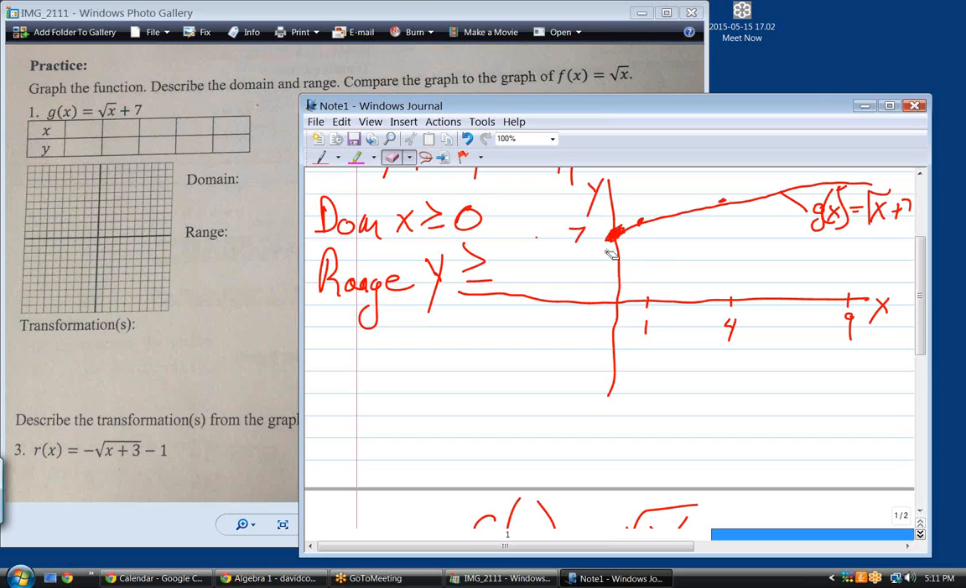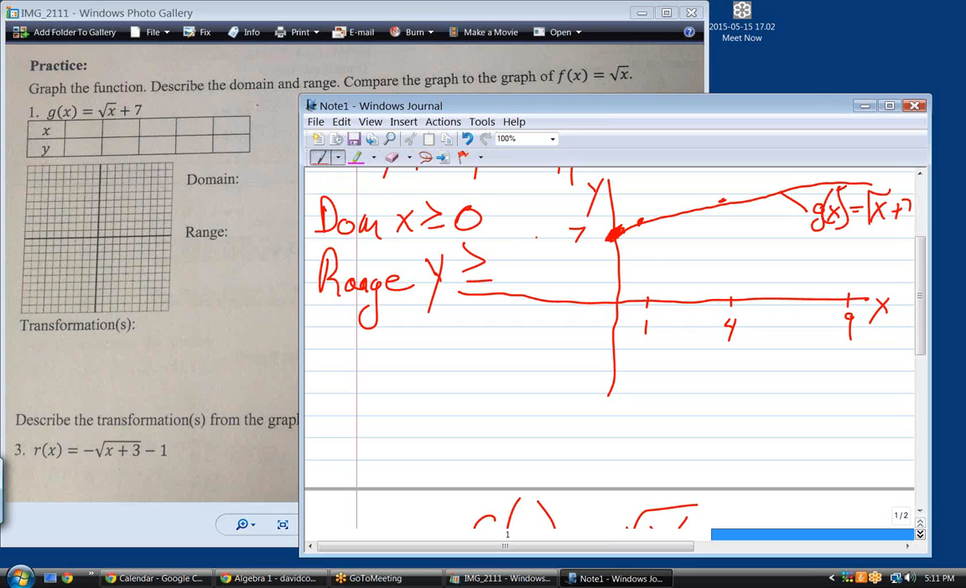We're looking at the y values. What's the lowest value you see on that graph for y? 7. Okay. So there's no way y can be 6. We would see a point on this graph if y could be 6. So the range is y. Can y be a million?